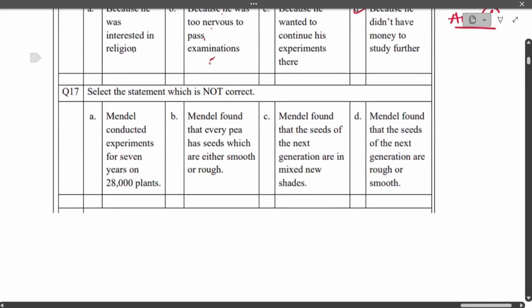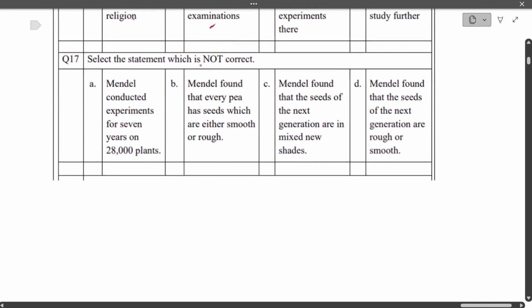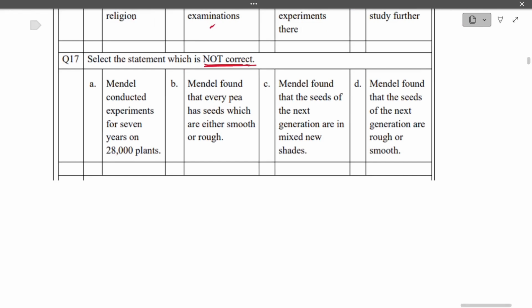Okay, the next question is: select the statement which is not correct. Just make sure that you are selecting a statement which is not correct from the passage. Let's read the statements that we have. Mendel conducted experiments for 7 years on 28,000 plants. Mendel found that every pea has seeds which are either smooth or rough. Mendel found that the seeds of the next generation are in mixed new shades. And option D is Mendel found that the seeds of the next generation are rough or smooth.